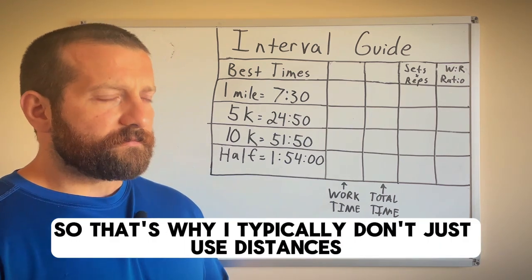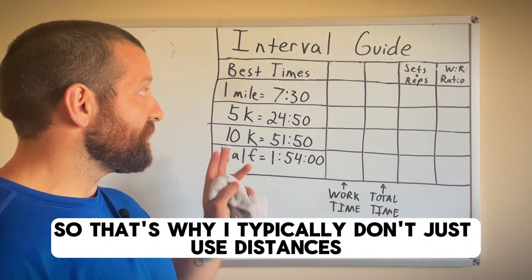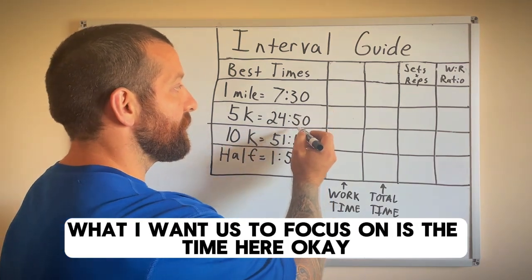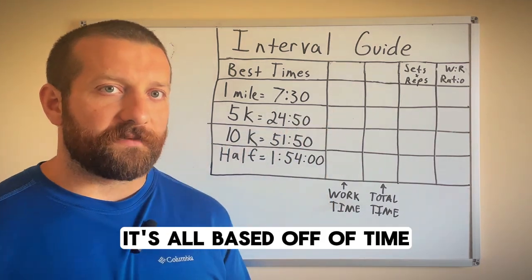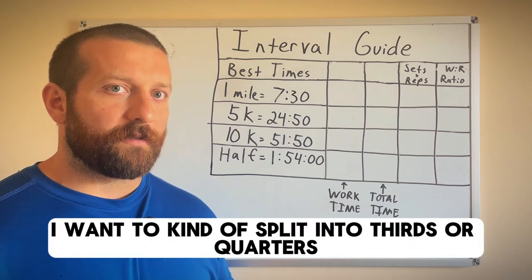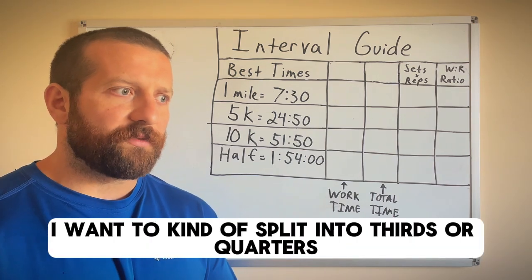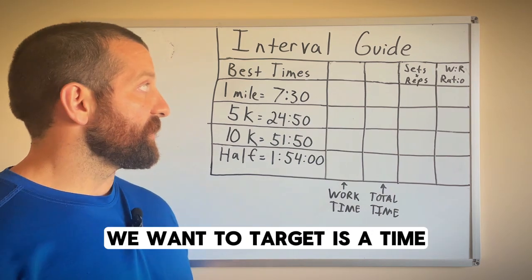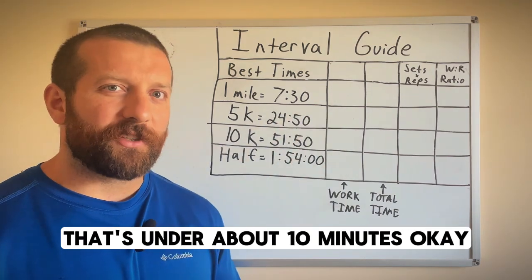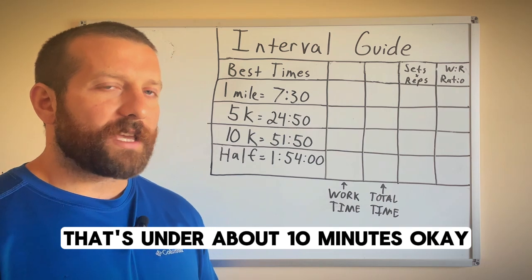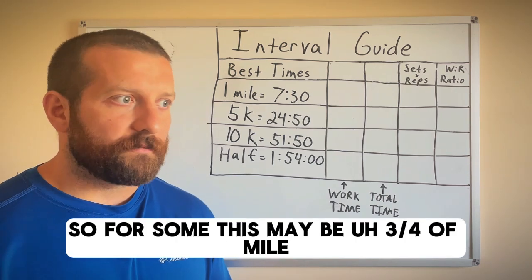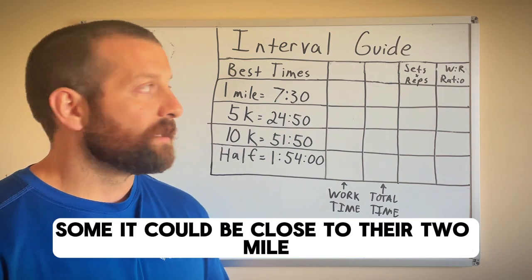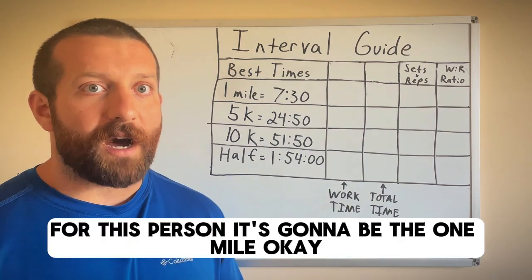So that's why I typically don't just use distances. What I want us to focus on is the time. It's all based off of time. What I like to do is split into thirds or quarters what times we're targeting. What we want to target is a time that's under about 10 minutes. For some, this may be 3/4 of a mile. For some, it could be close to their 2 mile. For this person, it's going to be the 1 mile.